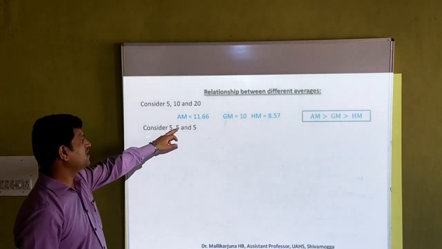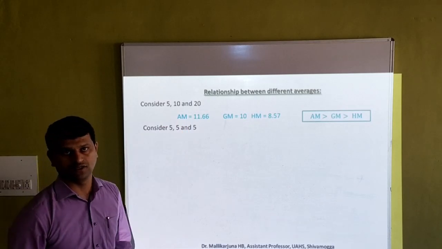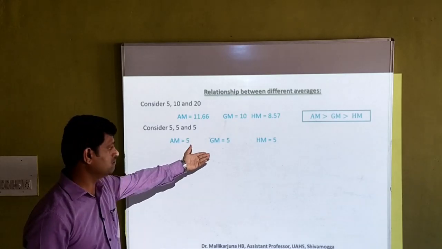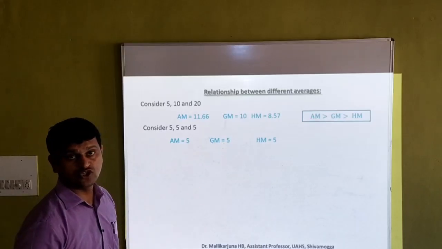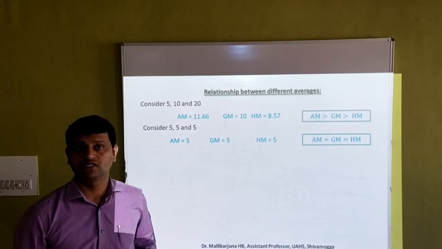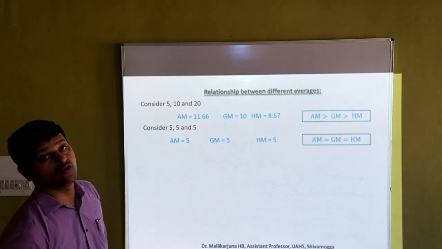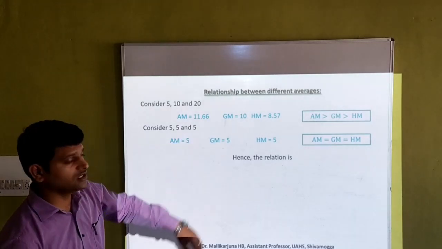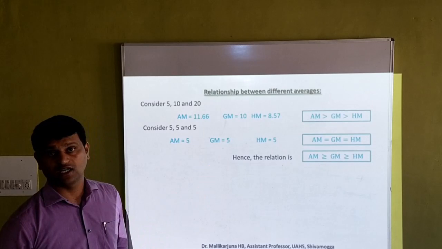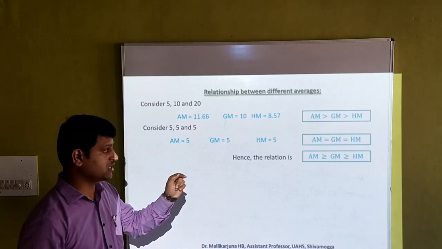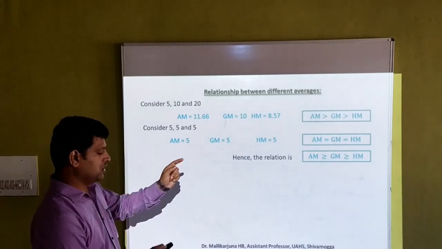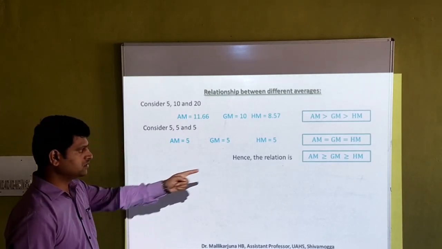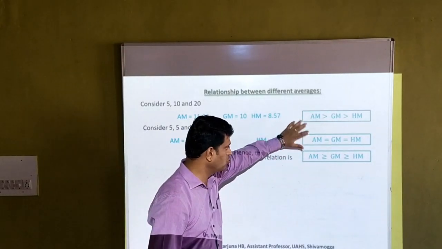And consider 5, 5, and 5. All these observations are equal here, identical. In that case, of course, arithmetic mean is 5, GM 5, HM 5. In this situation, I can say arithmetic mean is equal to geometric mean is equal to harmonic mean. But for the relation based on these two, I can say arithmetic mean is greater than or equal to GM, which is greater than or equal to HM. This is the actual relation, which suits both situations.